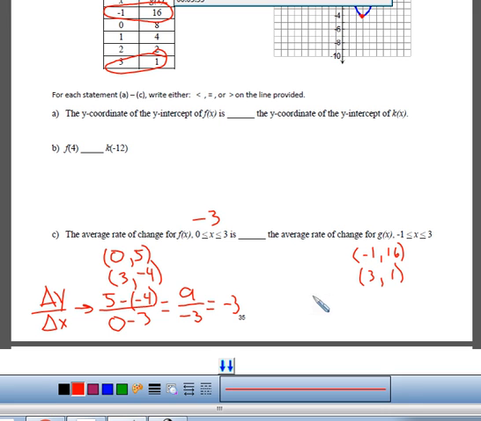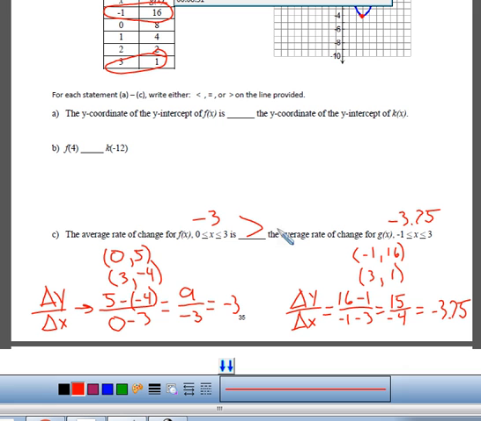So for g of x, I'm going to do change in y over change in x, delta y over delta x. 16 minus 1 over negative 1 minus 3. So 16 minus 1 is 15. Negative 1 minus 3 is negative 4. 15 over negative 4 equals negative 3.75. So this one is greater than. Alright, pretty simple stuff.